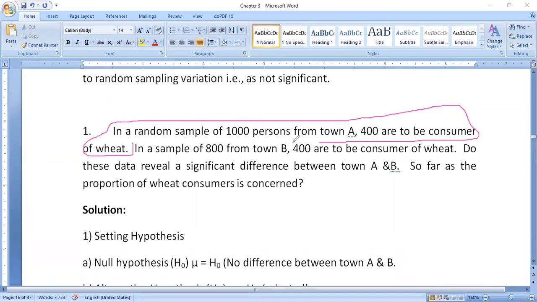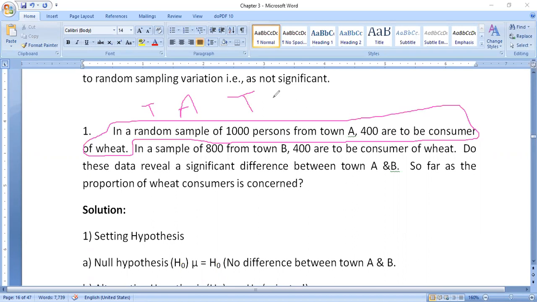See, sample one information: in a random sample of 1000 persons from town A, they picked 1000 persons. From that 1000, they found that 400 persons are consumers of wheat. This is the town A information.